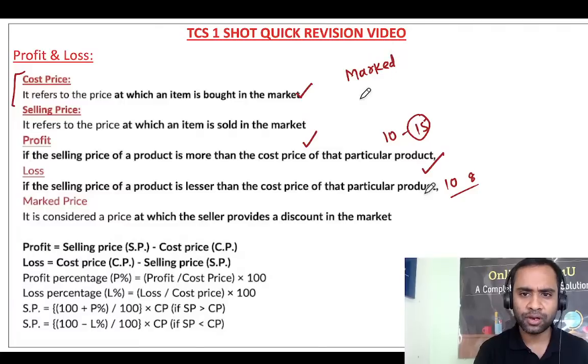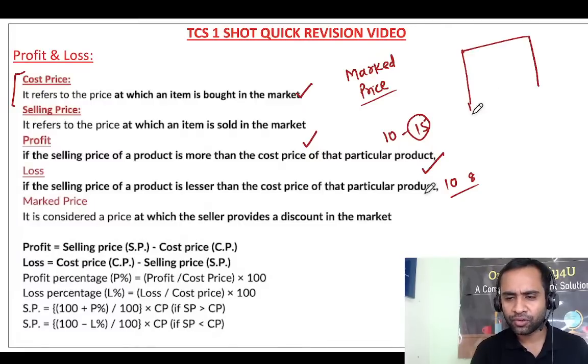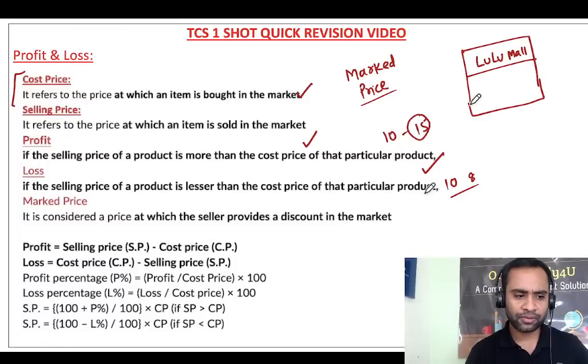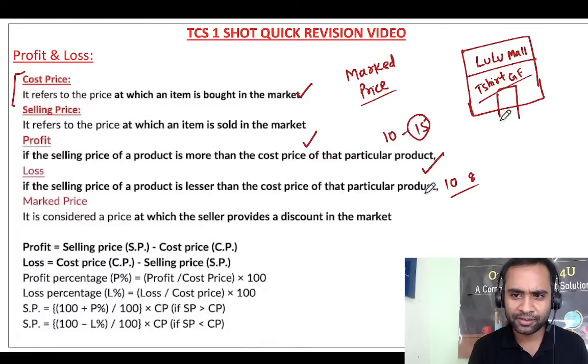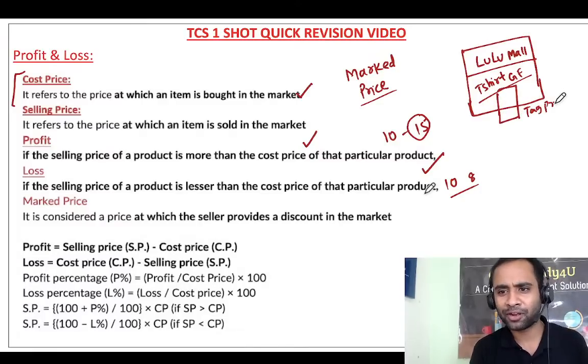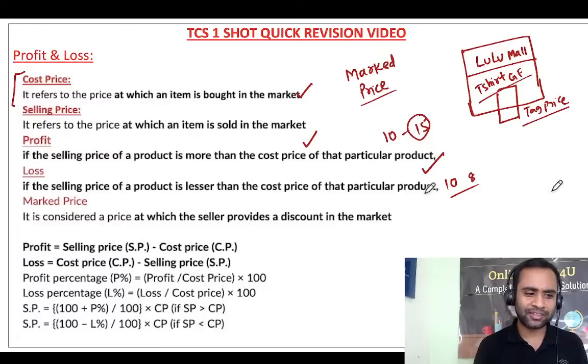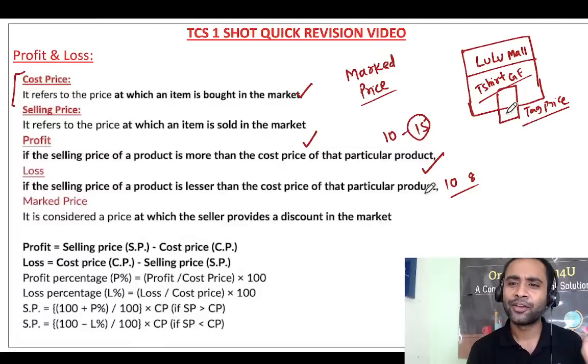Okay, market price. Now this market price, please try to understand. I know many of you already know this. See, when you go to a mall, suppose you go to Lulu Mall, and suppose you selected one t-shirt for your girlfriend. Now the first thing you will see, neither your girlfriend nor your t-shirt, you will see the tag.